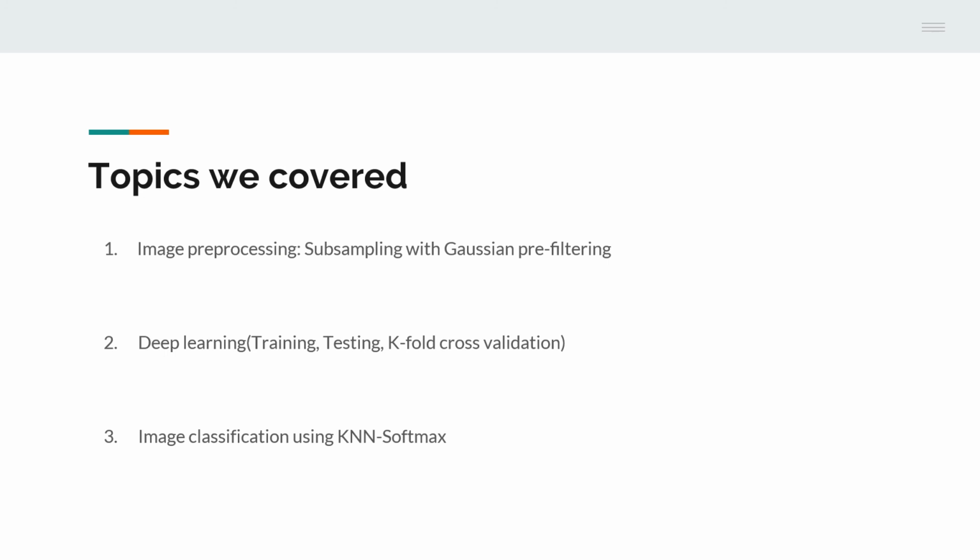In this project, we have covered 3 topics in the course. The first is image preprocessing. We subsample with Gaussian prefiltering. The second one is deep learning. We do training, testing, k-fold cross validation, and build models. The third is image classification using KNN softmax, which classifies the image into easy and hard.